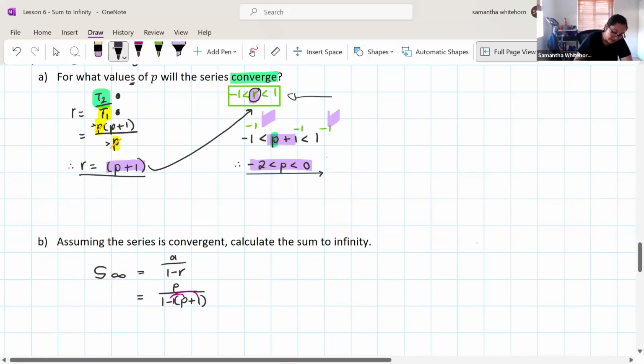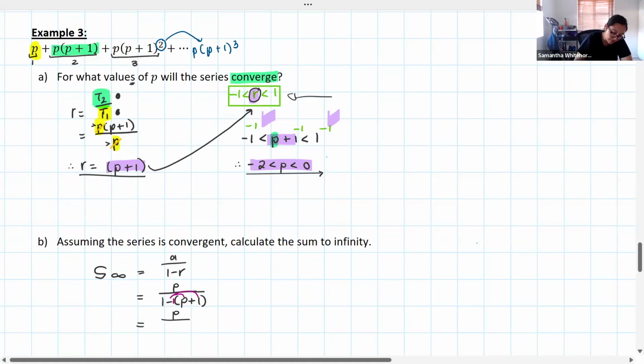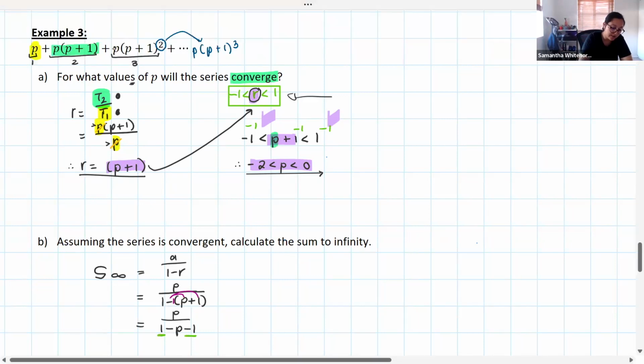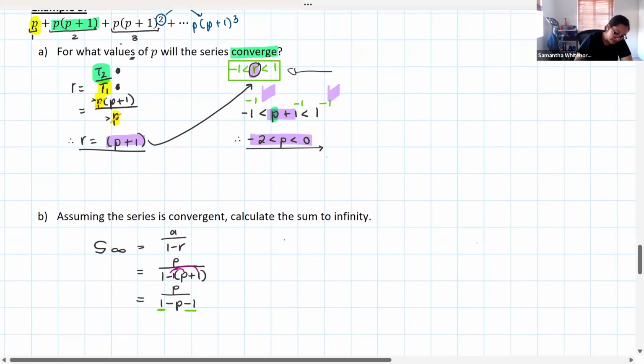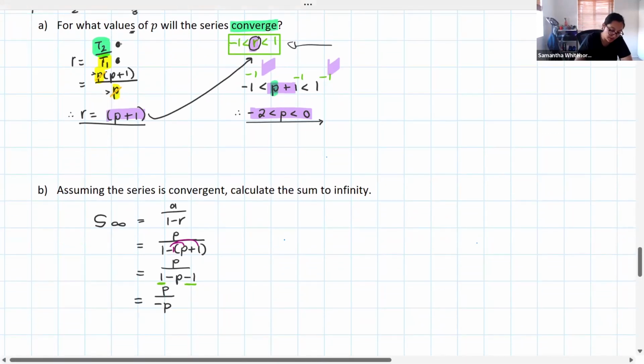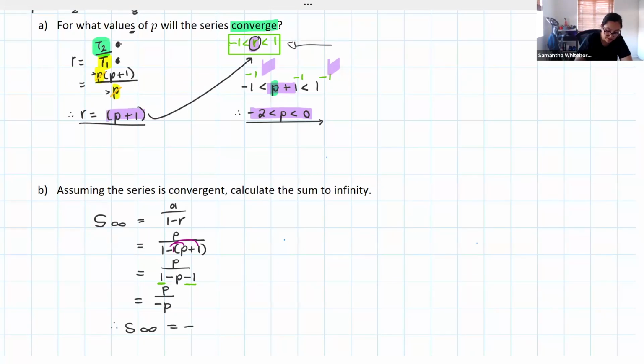And so what I end up with is p over 1 minus p minus 1. And hopefully what we see here is that 1 minus 1 is actually 0. And so what I'm getting is that my sum to infinity is p over -p. And then back to just the basics of algebra, p divided by -p is -1. And so my sum to infinity here is -1. The series converges on the value -1.